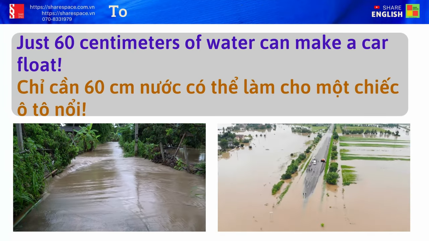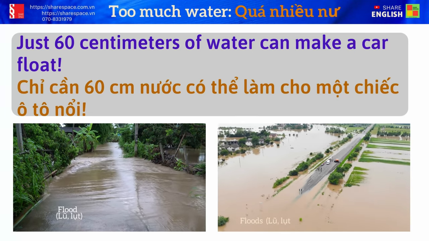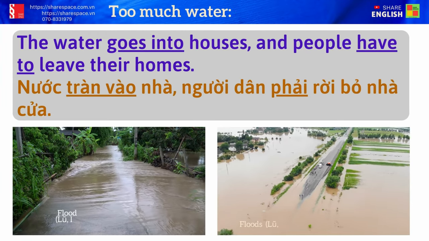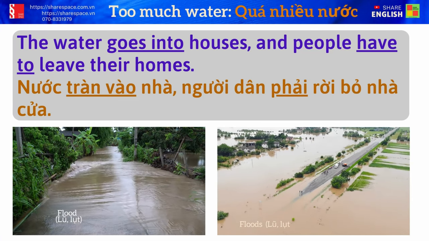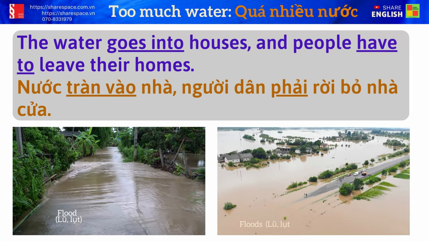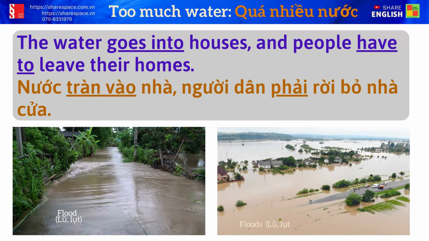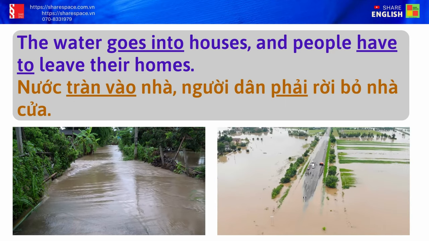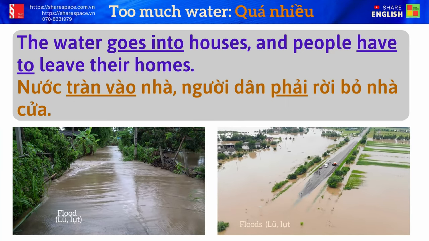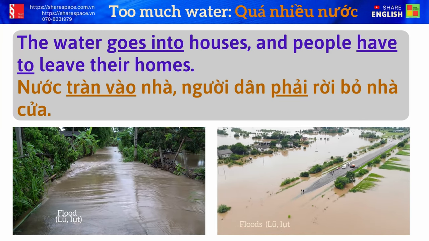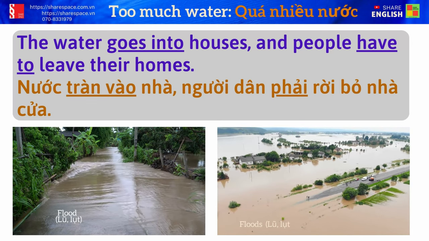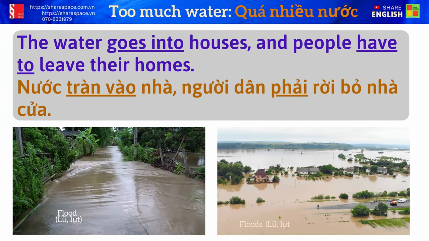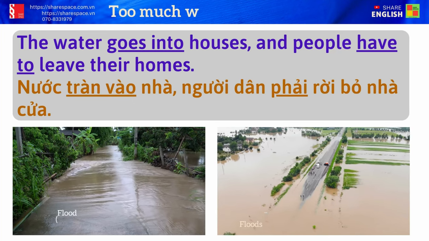Just 60 centimeters of water can make a car float. The water goes into houses, and people have to leave their homes.